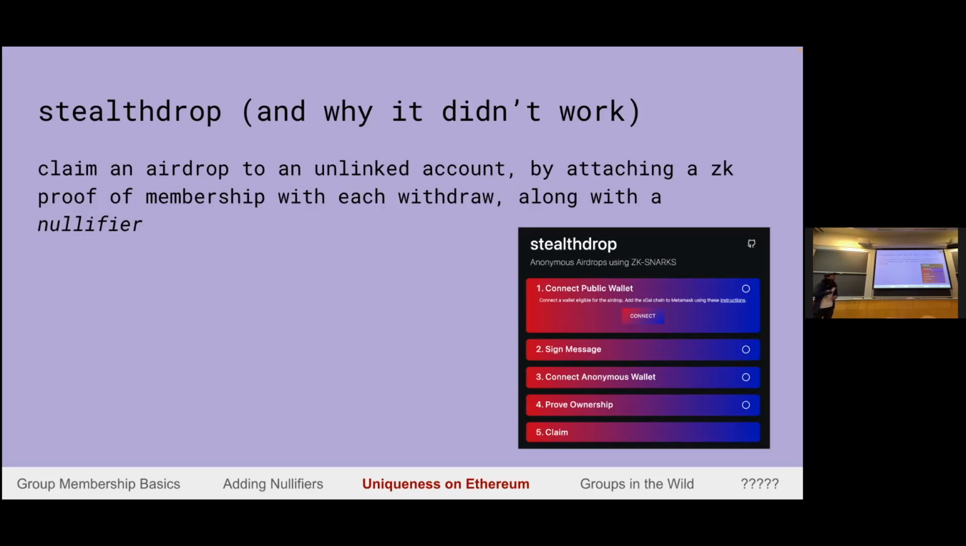So the idea is that if someone is doing an airdrop, there's a protocol that's going to give some amount of money to all of its users. Instead of the user participating in the sign-up phase, the protocol or the program does the sign-up phase and says, these are the people eligible to claim this money. When people withdraw, they attach a ZK proof of membership along with a nullifier. So you can verify that they're in the set of people chosen to withdraw, and they can't withdraw more than once. It seems like we can just mash together the primitives we've seen so far, and we should be good.